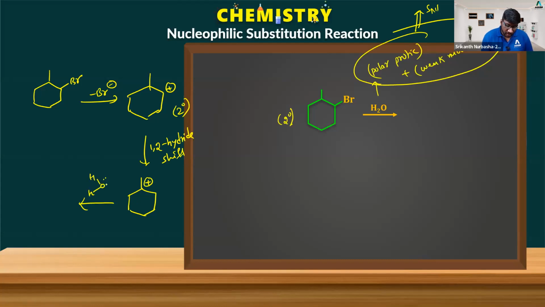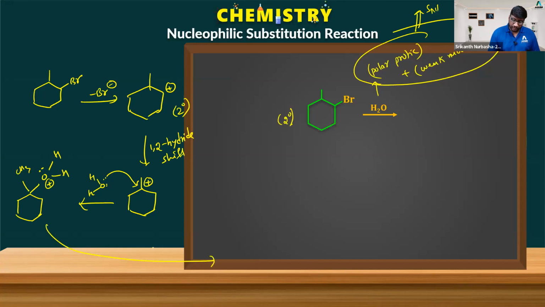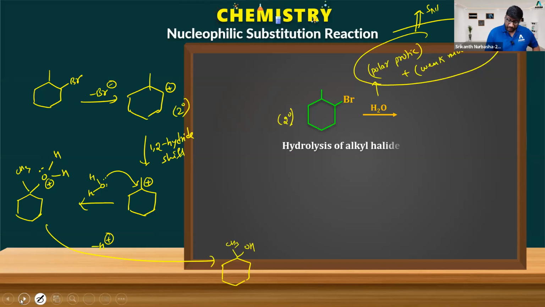The lone pair of electrons present on oxygen will attack this particular carbon. As soon as they attack, the CH3 group stays as it is, and a new carbon-oxygen bond forms. Oxygen used its lone pair, so there is a positive charge on oxygen with two OH bonds. Finally, loss of H plus will occur to form the respective alcohol like this. It is all SN1. Okay.